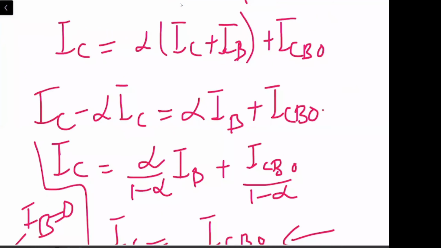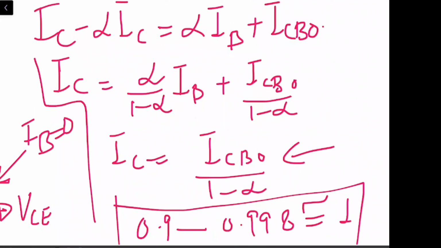Then simplifying the equation, we get IC is equal to alpha divided by (1 minus alpha) times IB, plus ICBO divided by (1 minus alpha). Now as we know, the base current in our case is IB equal to 0. So we get the equation IC is equal to ICBO divided by (1 minus alpha), right? Because the base current is equal to 0.